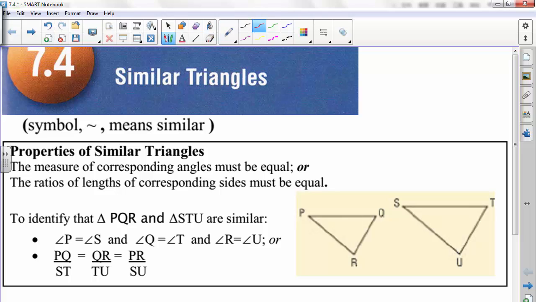7.4 Similar triangles. In 7.3, we learned a very important symbol to represent two similar polygons. This one is called a similar symbol. So let's review the symbol again. This symbol looks like a sideways S. Let's practice the symbol again here. So this symbol means similar.